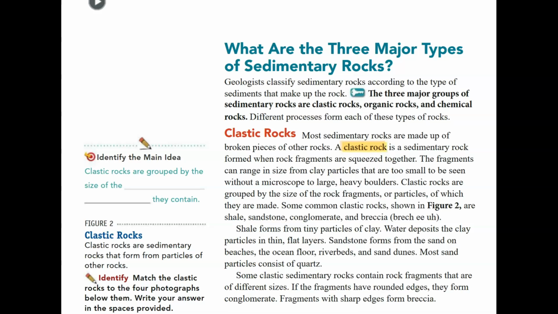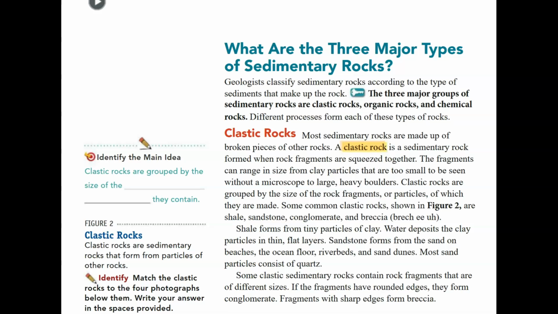Clastic rocks are grouped by the size of the rock fragment or particles of which they are made. Some common clastic rocks, shown in Figure 2, are shale, sandstone, conglomerate, and breccia. Shale forms from tiny particles of clay. Water deposits the clay particles in thin, flat layers. Sandstone forms from the sand on beaches, the ocean floor, riverbeds, and sand dunes. Most sand particles consist of quartz.